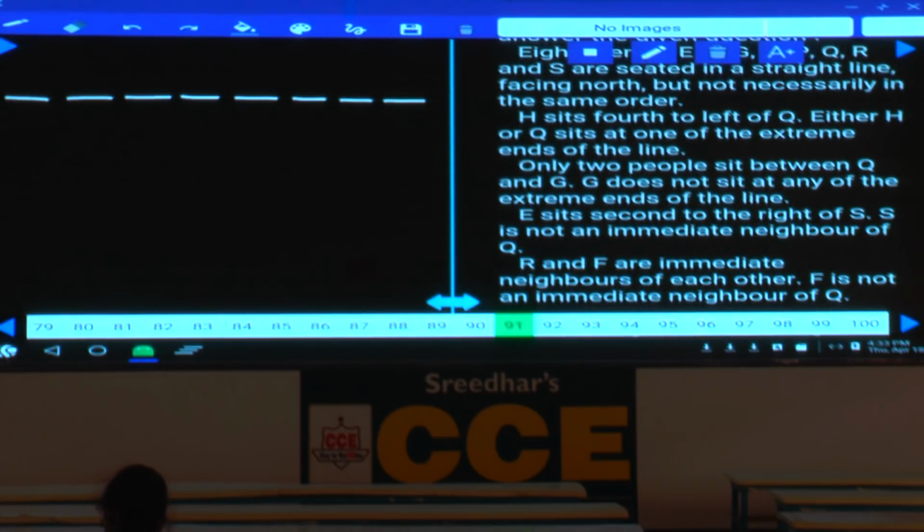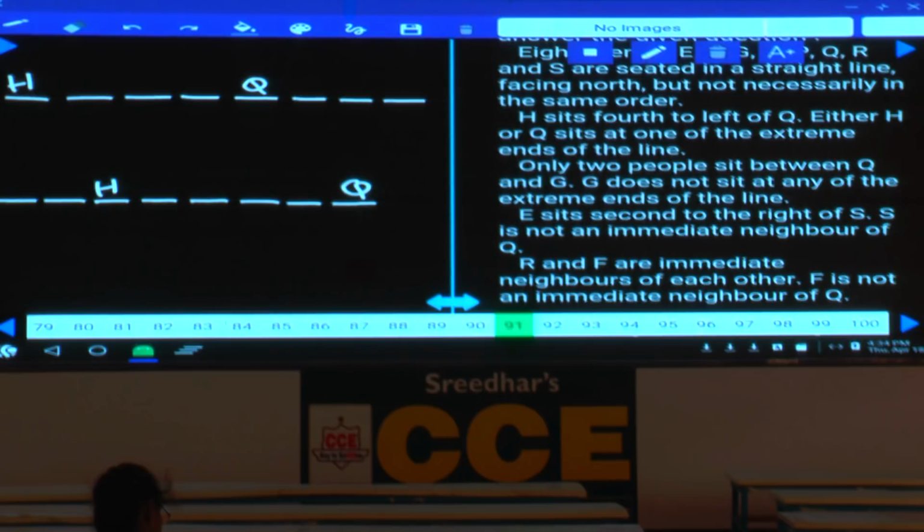H sits 4 to the left of Q. H is seated 4 to the left of Q. Either H or Q sits at an extreme. Now H is here. H sits 4 to the left of Q, Q will be here. And what is the other possibility? 1, 2, 3, 4, 5, 6, 7, 8. Now if Q is here, 1, 2, 3, 4, H will be here. H sits 4 to the left of Q.